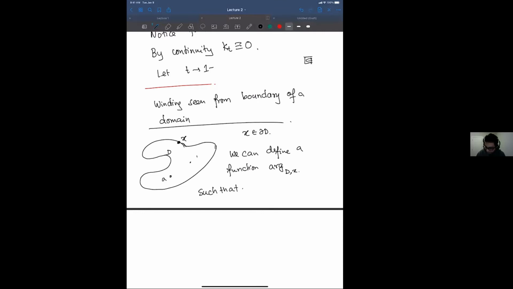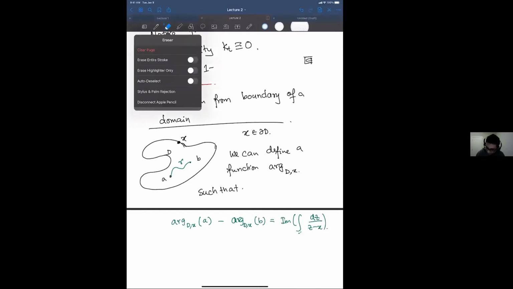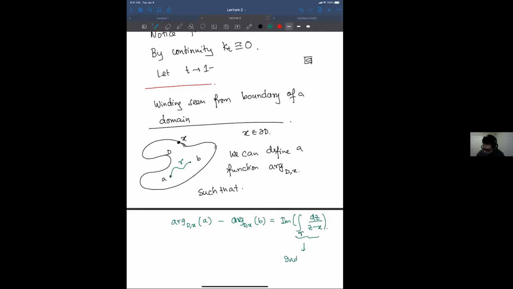if you take any points A and B in the domain and connect them by a curve gamma, then the argument at A minus the argument at B, this arg D x, is going to be independent of the curve. Basically you can write this down as the imaginary part of some contour integral. But what I want to say, imagine the integral over gamma, and the point is that this is independent of gamma.